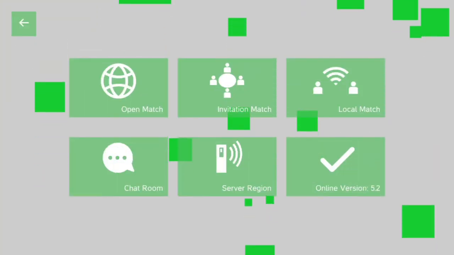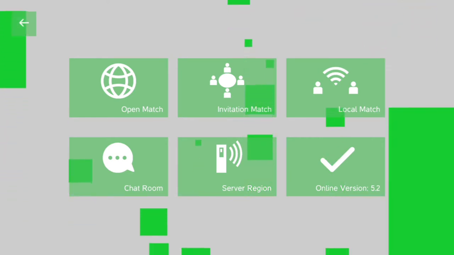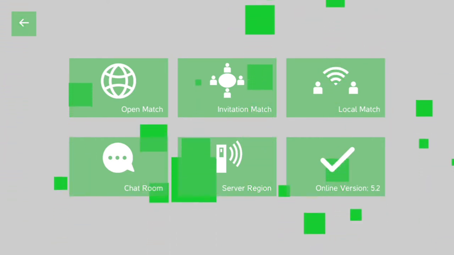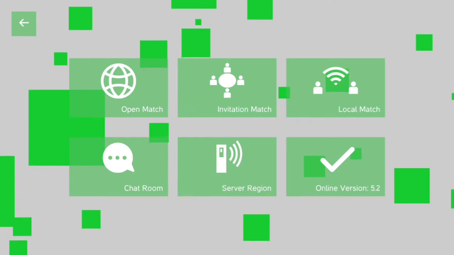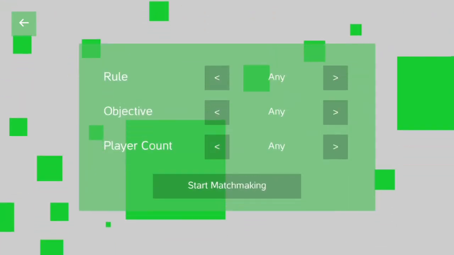So we have the multiplayer over here, where we can open a match, we can do an invitation match, we can join a local network match against other players, and then we have server regions. We can switch between EU and Asia and the US. And actually, I want to show you guys real quick, because it's kind of cool.